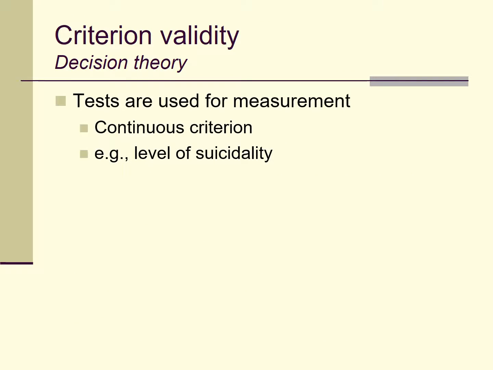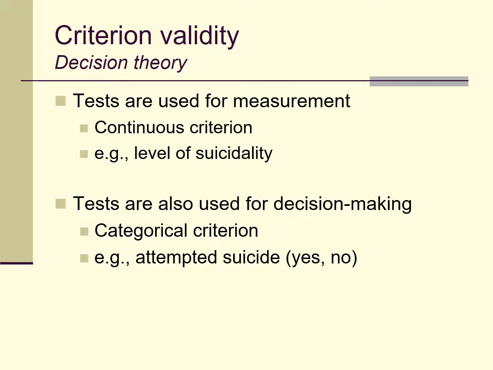So often when we use tests, we're interested in measuring some sort of continuous outcome, or in the case of criterion validity, comparing to some sort of continuous criterion. So we might have a test that measures level of, let's say, suicidality, assuming that that's some sort of a continuous dimension, and we might compare that to some sort of other instrument which also measures suicidality, like the Beck suicide scale, either concurrently or predictively.